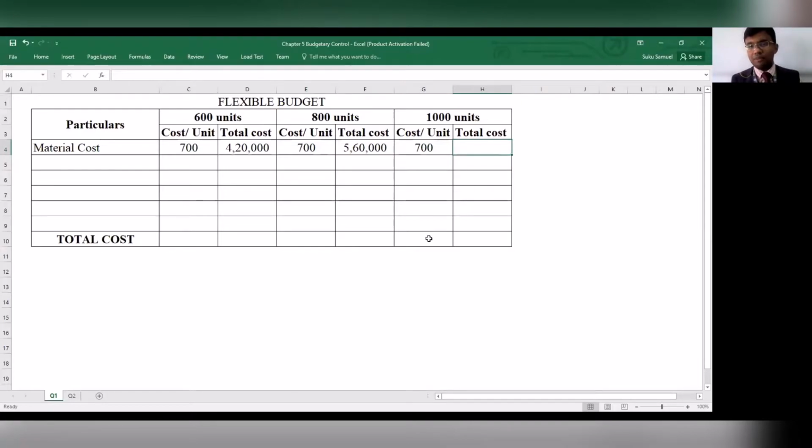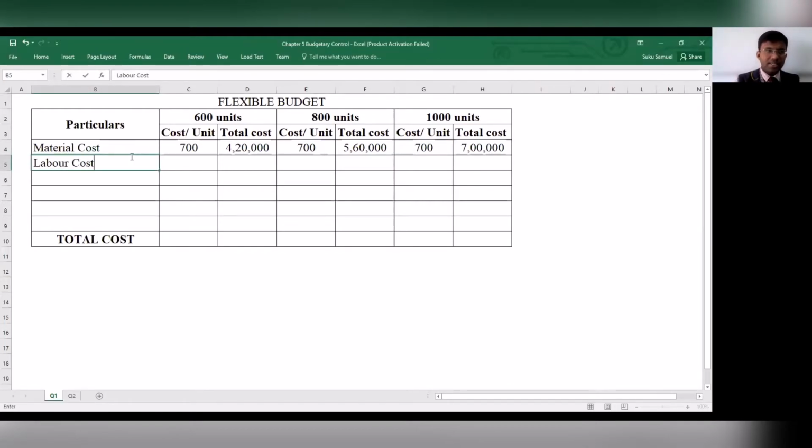Now let's calculate for 1,000 units. So 1,000 units, it will be 700 into 1,000, which makes it 7 lakh. So we have calculated the material cost. Now let's move on to the next one.